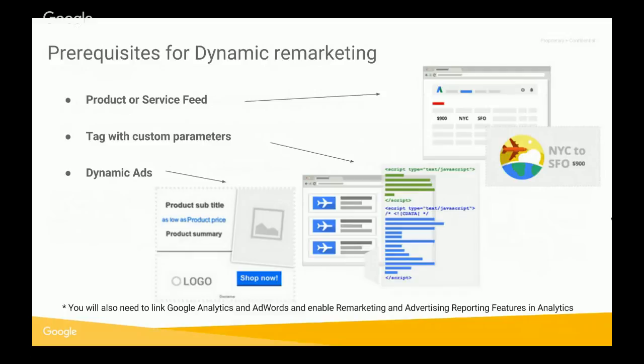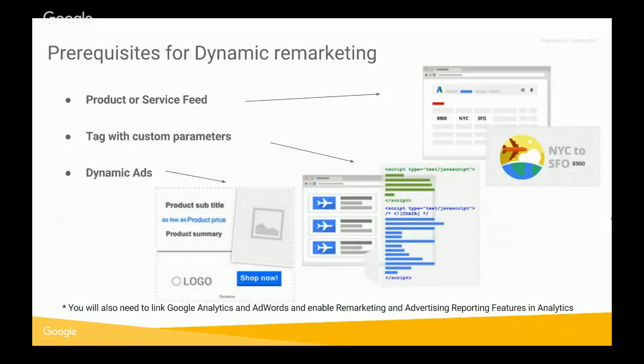These users who are already favorably disposed towards your products might be easily influenced to purchase additional products they have already considered. And as we mentioned before, there are also certain prerequisites for dynamic remarketing. We would like to mention three main prerequisites: the product or service feed, tagging your website with the custom parameters, and eventually creating the dynamic ads that will be shown to your visitors.